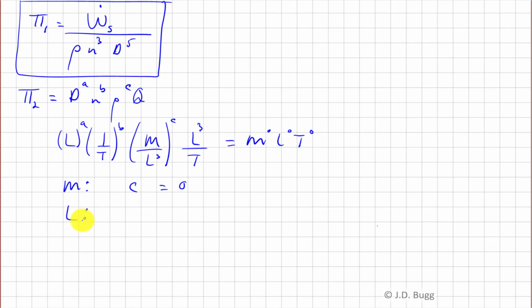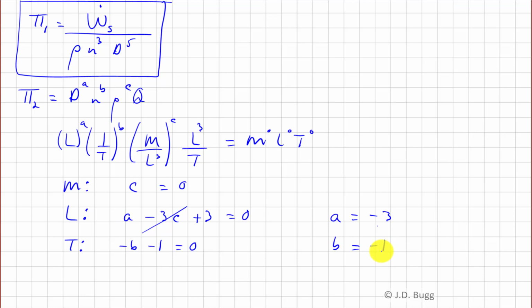Next is L, and it doesn't matter what order you do these in. There's an A because we have an L there, no L there, minus 3C. And of course that's the same as before. But then here's an L plus 3 equals 0. Well, notice we've already found out that C is 0, so that's gone. So this tells us A is minus 3. And then finally T, we have no T here and a T in the denominator here. So that's minus 1 equals 0. So this gives us B equals minus 1.